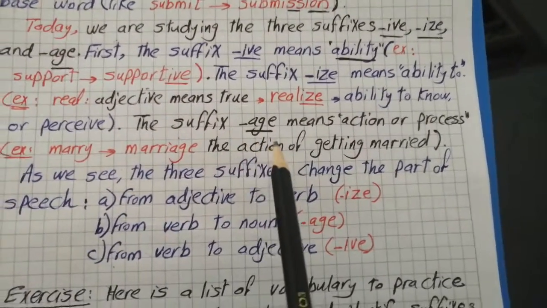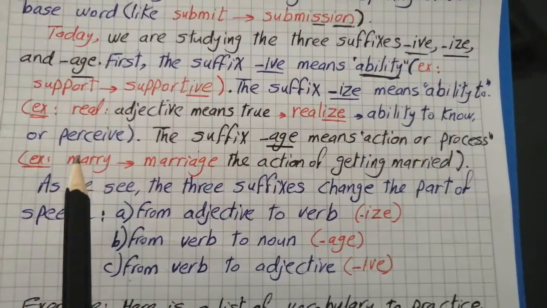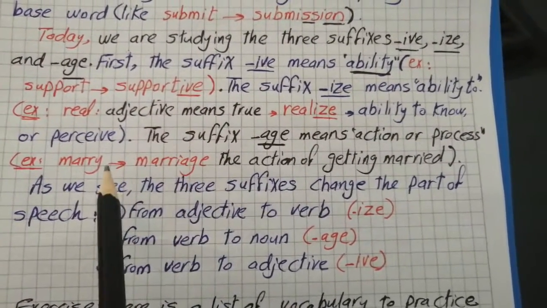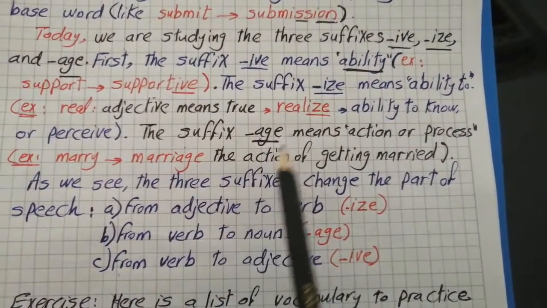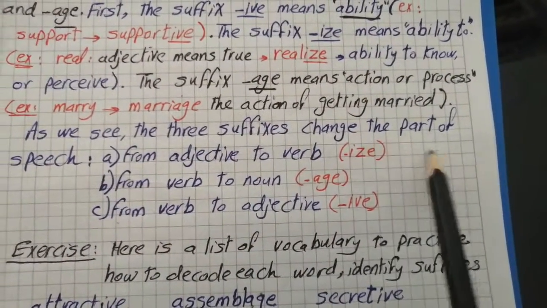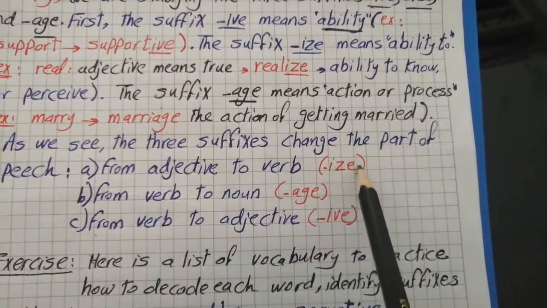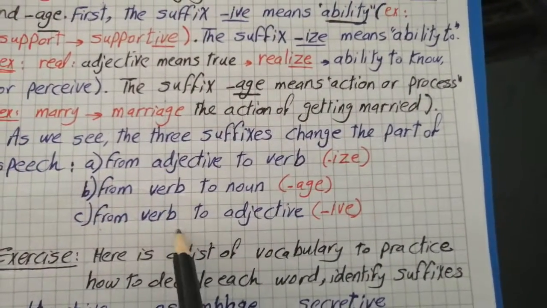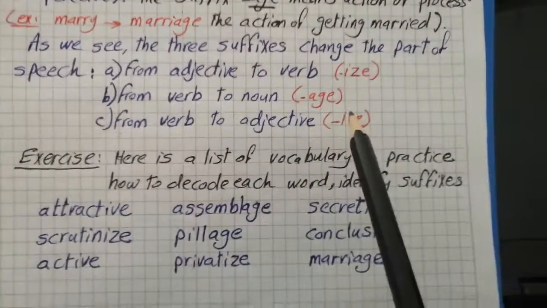The suffix AGE means action or process. For example, the verb marry. When I add the AGE suffix to the word, it changes from a verb into a noun. So marriage here means the action of getting married. As we see, the three suffixes change the part of speech: from an adjective to a verb when adding IZE most of the time, from a verb into a noun when adding AGE, and from a verb to an adjective when adding IVE most of the time, of course.